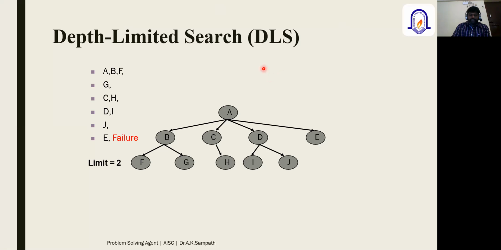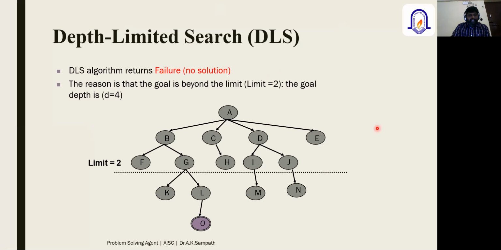Right. So the node which we wanted to visit is not present within this limit 2, and in that case it is going to be declared as a failure. Suppose we increase our level to 3, even in that case we will not be able to find it, because F will be visited, and then F doesn't have any child.